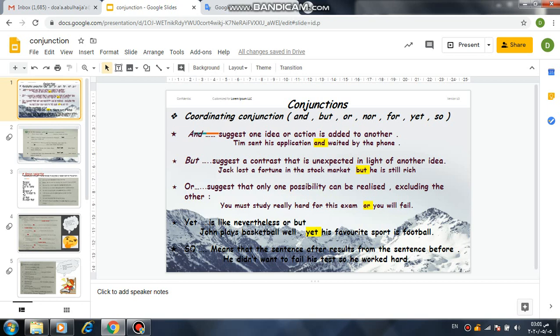Opposite each other. Now, the last one, so, means that the sentence after is the result of the sentence before. For example, he didn't want to fail his test, so he worked hard. So the result is he worked hard. So we use so in these sentences.